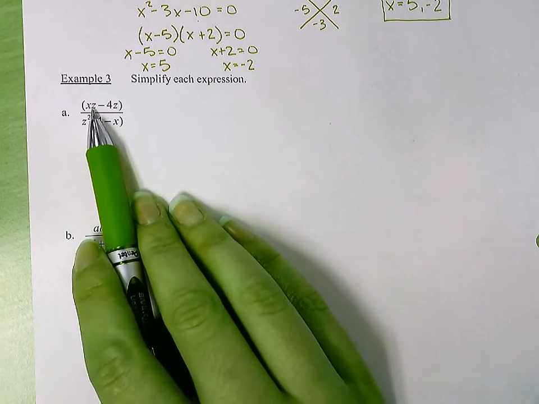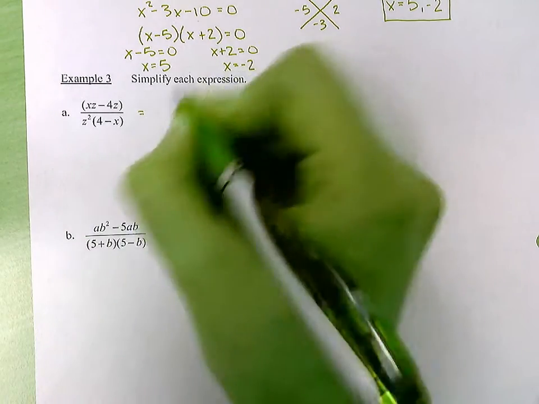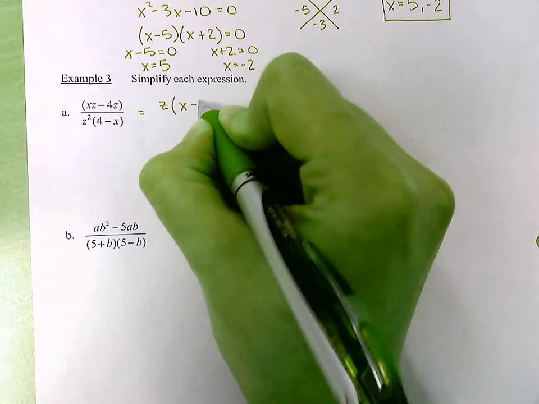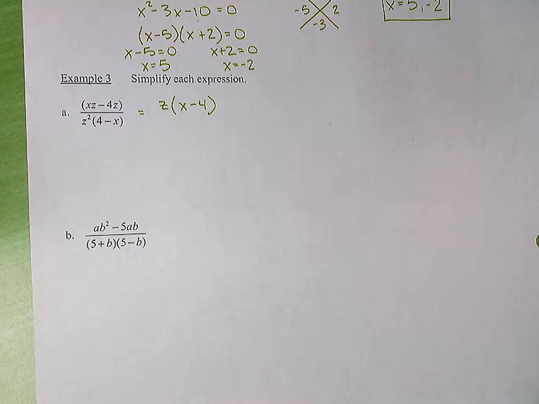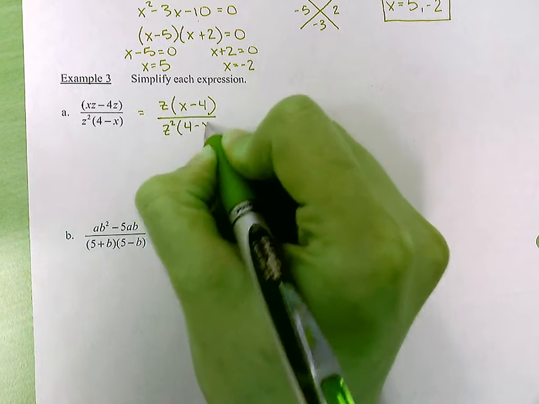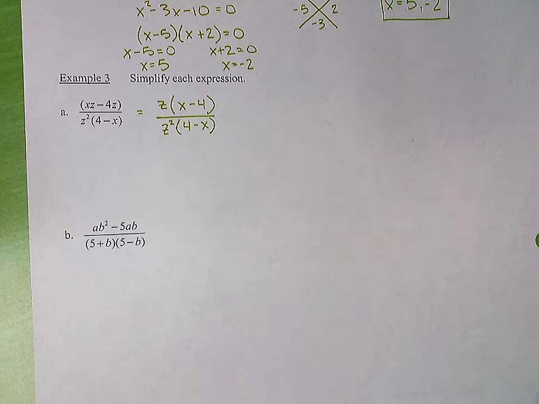So they both have a z, right? So I can factor out a z in the numerator. And then I'm left with x minus 4 in those parentheses. That's over z squared times 4 minus x. Now, that x minus 4 and that 4 minus x are similar, right? They're kind of similar. But you can't just cancel them out, because in the numerator, the 4 is negative. In the denominator, the x is negative.